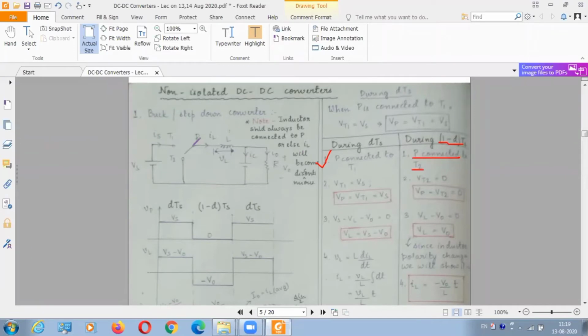Now P is connected to T1. Current starts flowing from this VS positive and goes in this direction. Follow the pencil as I draw: to T1, to P, then through the inductor, then through the capacitor, then through the resistor.